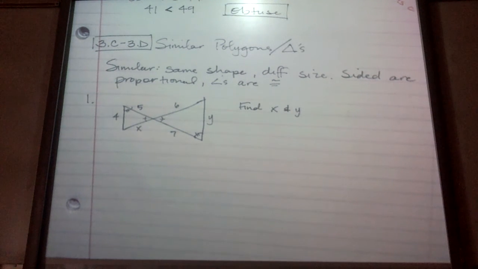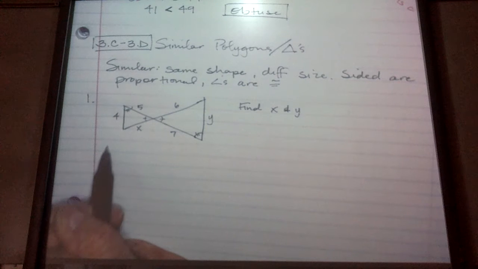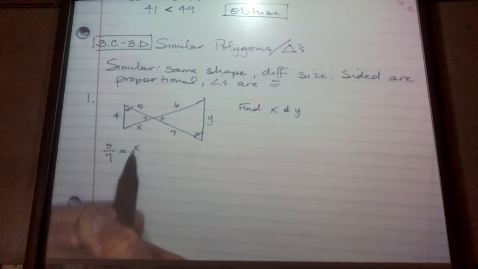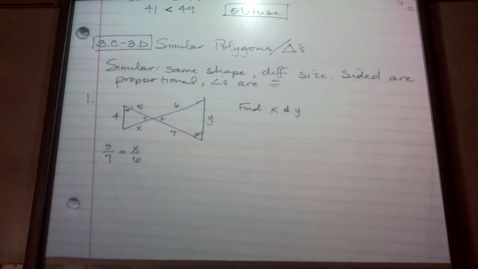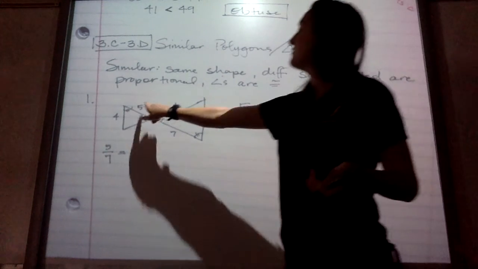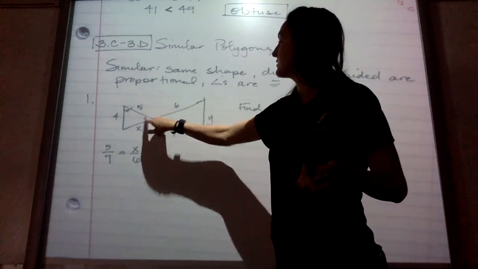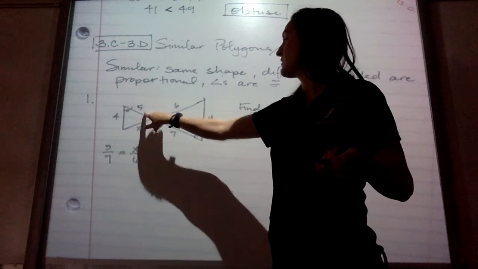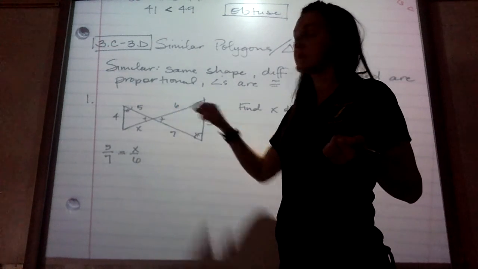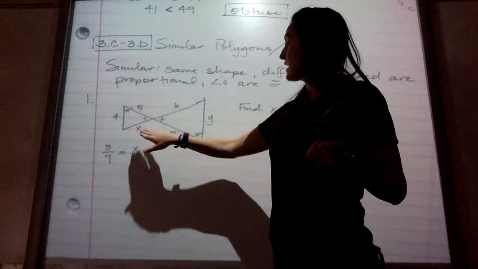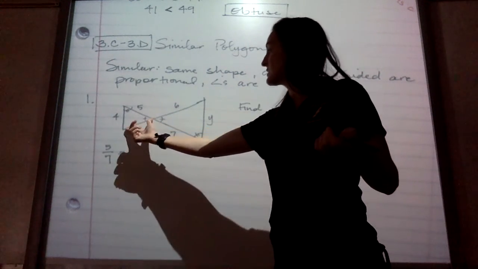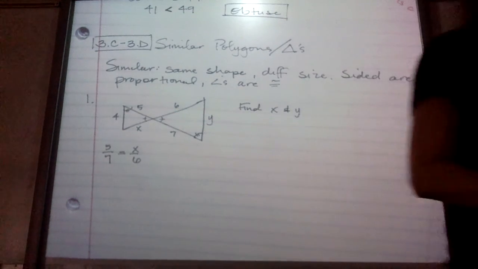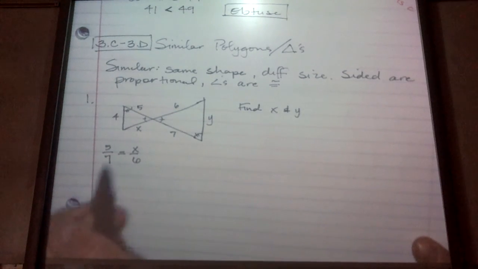Let's start with x. 5 is to 7 as x is to 6. I know this because of the position. 5 is in between these two angles and 7 is in between these two, so they're in the same location. That's why 5 is with 7, not 5 with 6. Then X must match this side. X definitely doesn't match the straight sides. And then to solve, I'm going to simply cross multiply.